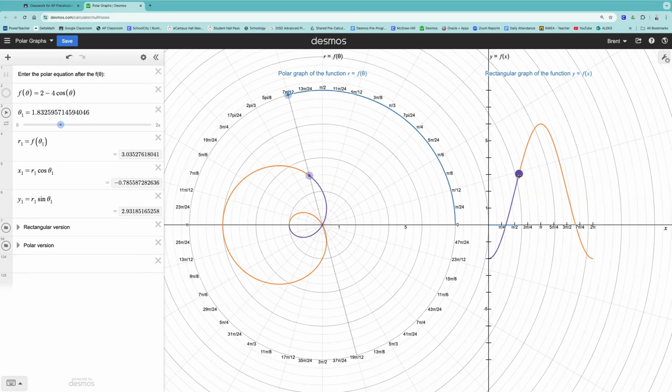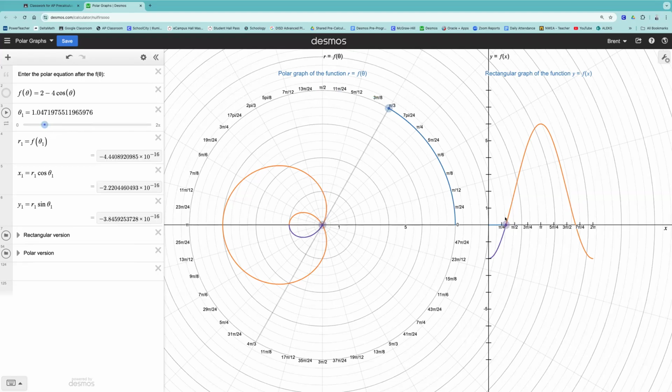Okay, last thing I'm going to show you before we get into it. What happens when I'm at a 0 on a rectangular graph? Let's see how that compares on a polar graph. What happens when I'm at a 0? Here it is. I'm at a 0 on the rectangular. How does that correspond on the polar? It's the origin. Very good. That's a very big key thing today.